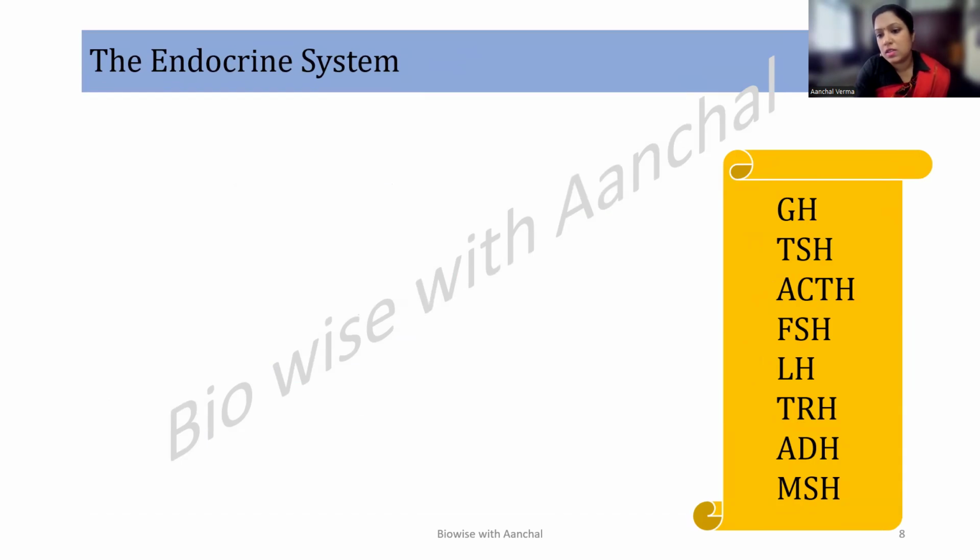It has around, you can see, 3, 3, 6, 7, 8. Total 8. So how many of you are aware of out of 8? Write in the comment section. What is GH, TSH, ACTH, FSH, LH, TRH, ADH, MSH?